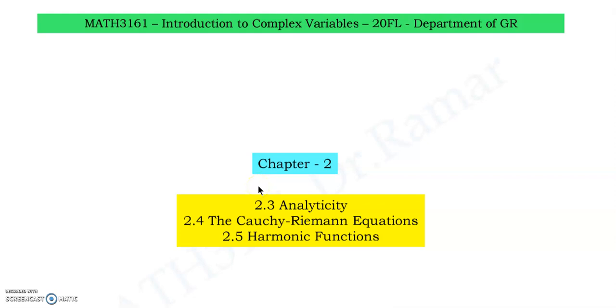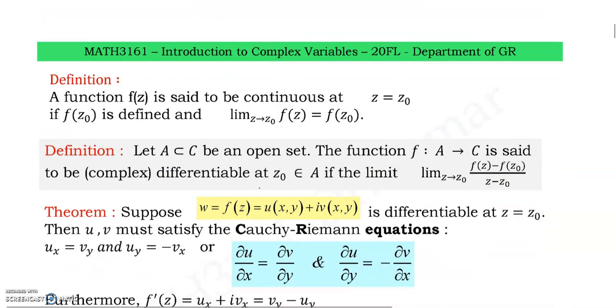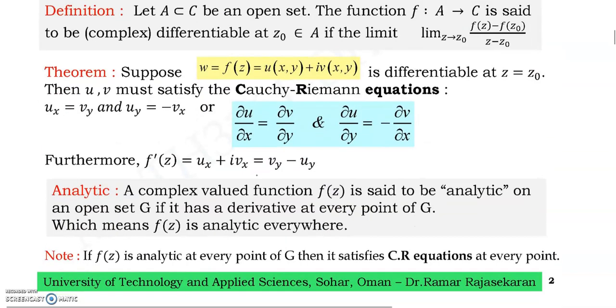Dear students, in this video we are going to see 2.3, 2.4, 2.5. Already we know the definition of continuous and the definition of derivative, because we studied this in calculus 1. Now here you see, suppose the complex function w is equal to f of z is equal to u plus iv is differentiable at z equal to z naught.